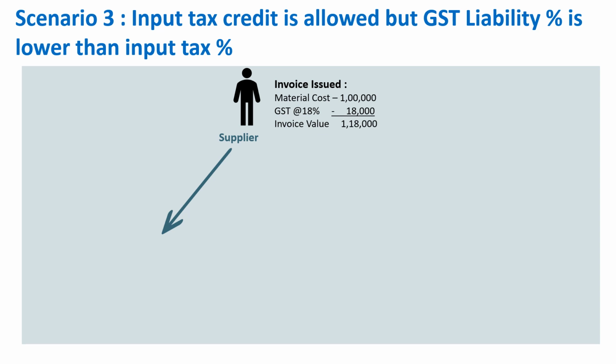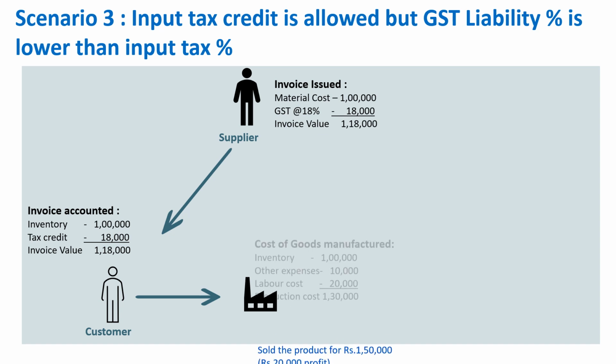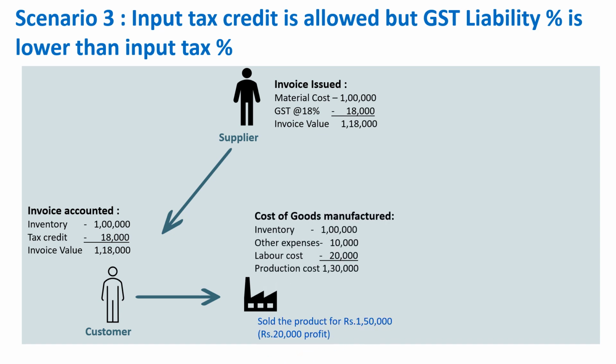The supplier here is issuing the invoice: material cost 1 lakh, GST 18%, 18,000, invoice value 1 lakh 18,000. As GST credit is allowed, the customer is going to record the inventory for 1 lakh rupees and pass an entry for tax credit 18,000, and the total invoice value is 1 lakh 18,000. Now the customer processes the raw material into finished goods, so there is a conversion cost. Inventory 1 lakh, other expenses 10,000, labor cost 20,000, production cost is 1 lakh 30,000. And the customer is selling to its customer at 1 lakh 50,000 rupees, earning a profit of 20,000 rupees.